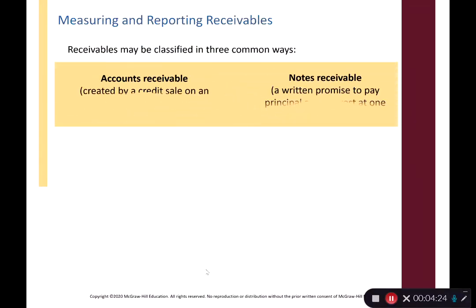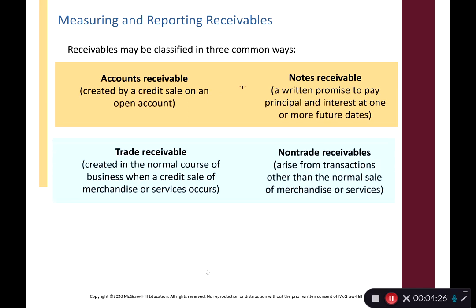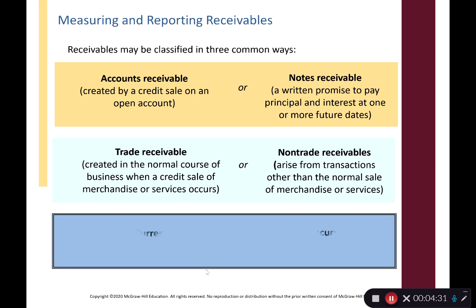Our receivables can be classified in 3 common ways: accounts receivable or notes receivable. An account receivable is less formal. It's basically when a company sells something and tells the customer you could pay us later. A notes receivable is more formalized by using a loan document, and it usually involves the payment of principal and interest. So, for instance, if I went and bought a coffee somewhere and I didn't have cash and they said pay me later, they would have an account receivable.